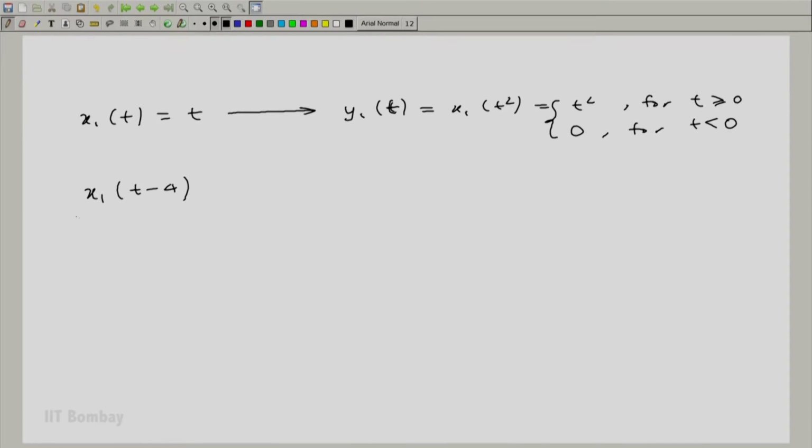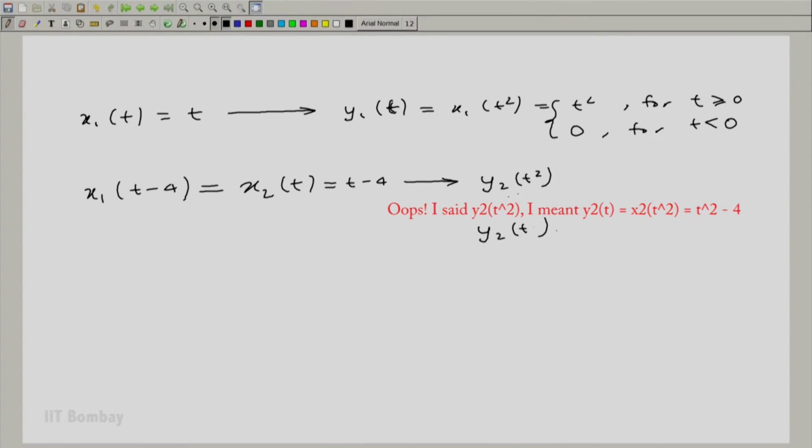So, instead of writing x1 of t minus 4, you should write it as, let us say, x2 of t. This is a much better definition for this signal. So this is equal to t minus 4, and if you give this function as an input to the system, you will get y2 of t square. Y2 of t square is just essentially replacing t by t square in this expression. So you are just replacing t with t square in this expression. So this is t square minus 4.